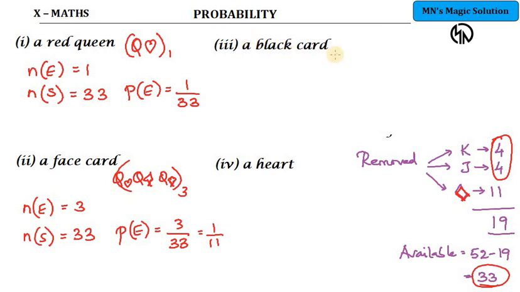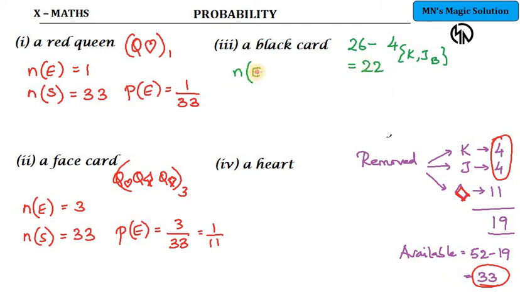Question number 3, a black card. So how many black cards will be available? See, the kings and jack of black alone has been removed. All other black cards are still available. So out of the total 52 cards, 26 should have been black. Out of those 26, actually now because of this removal, we have lost 2 kings and 2 jacks of black. So totally 4 cards. What are they? King and jack of black. So totally 4 cards have been removed. So it will be in all 22 cards, black cards available in this set.